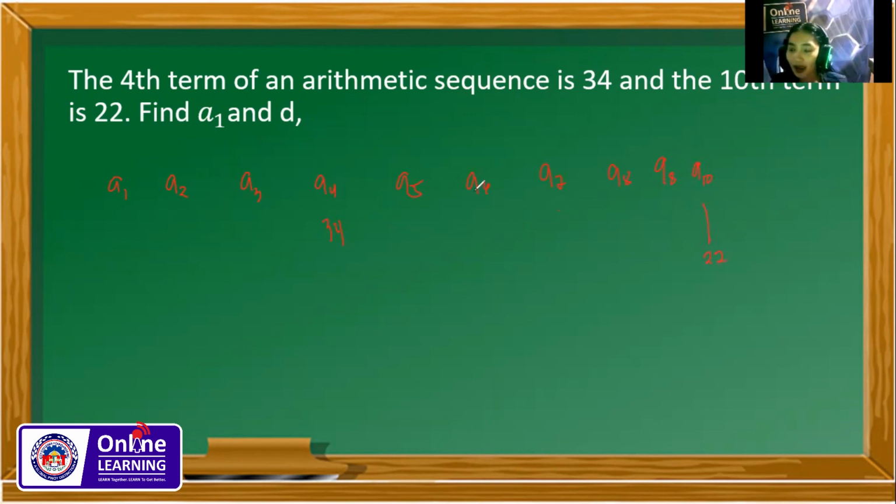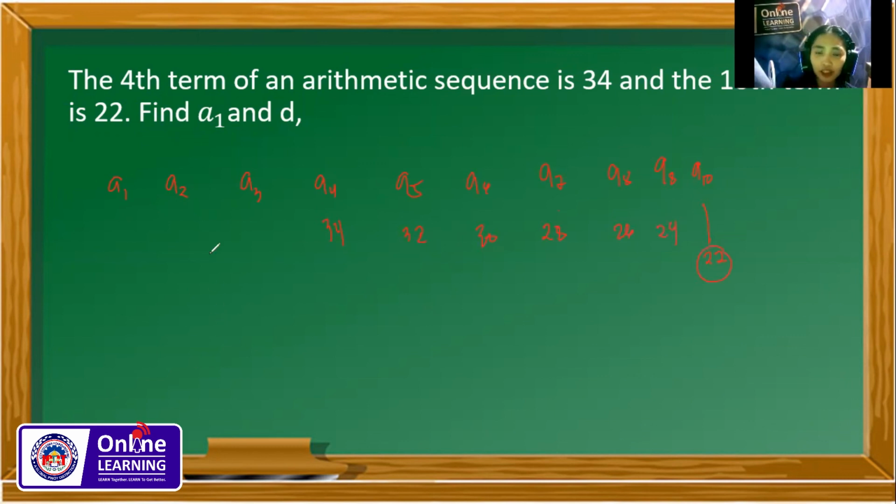Ngayon, pabawas siya. So, maiisip natin na negative. So, negative agad. Ngayon, paano natin malalaman na negative? Kasi pababa siya. Therefore, the difference natin is negative 2. Kasi, tignan natin, 34, 32, 30, 28, 26, 24. So, sakto. Next, dito naman, so baliktad ka, 36, 38, and 40. Therefore, the a sub 1 natin is 40.